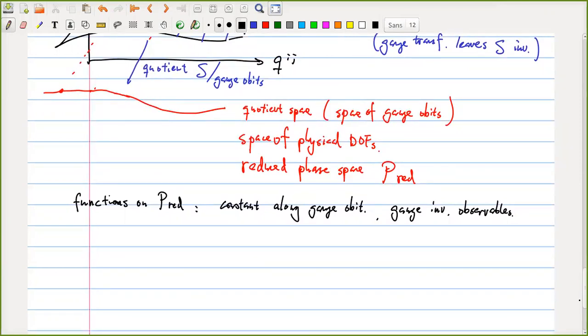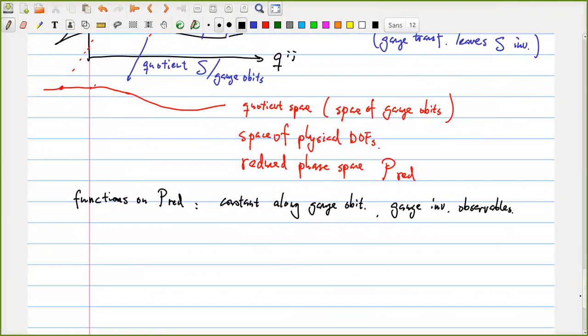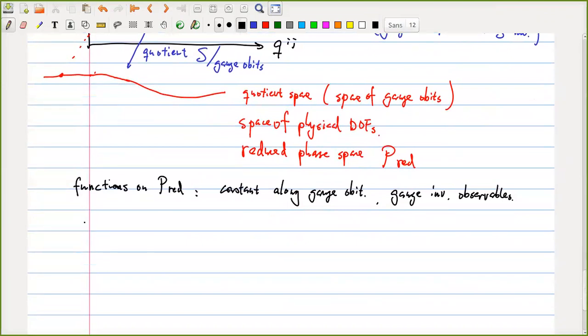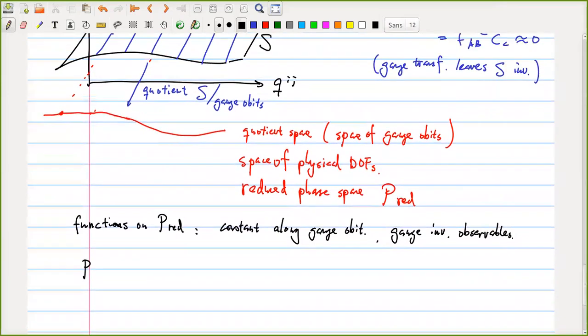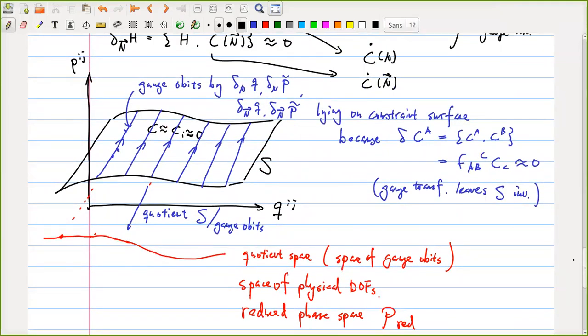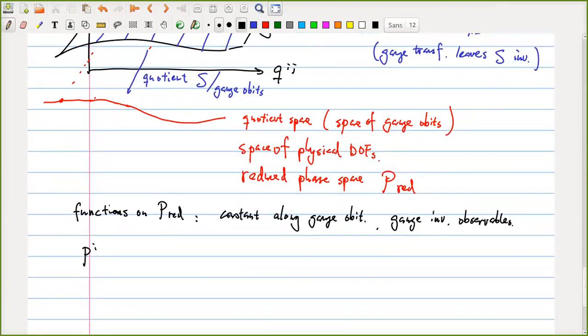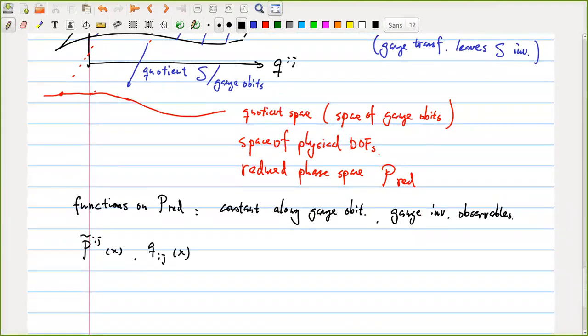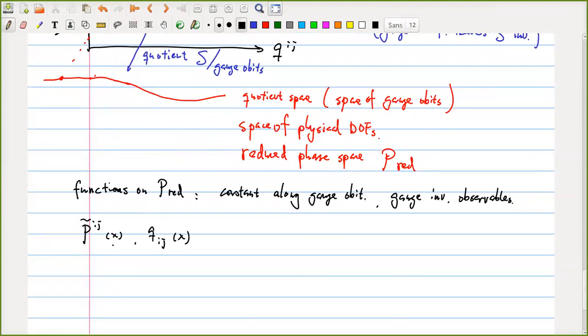Let's come back to this reduced phase space and do some counting of degrees of freedom. This is the next procedure. Let's first count the original dimension of the phase space, spanned by P_ij(x) and Q_ij(x). Clearly, the phase space is infinite dimensional because x is a continuous variable, but we can count the dimension of the phase space at one point of the space.